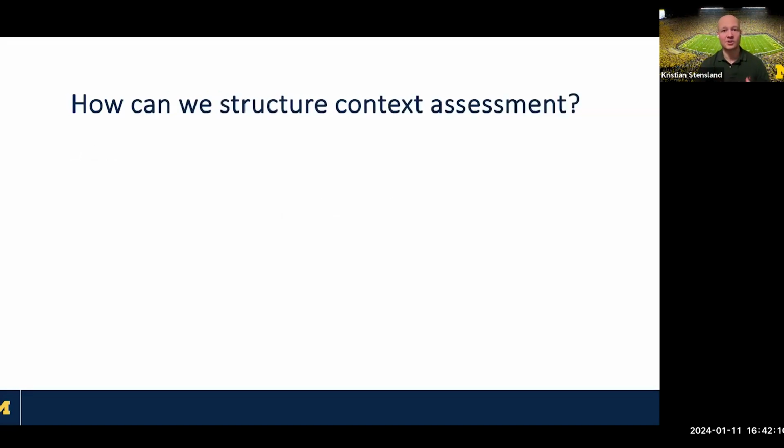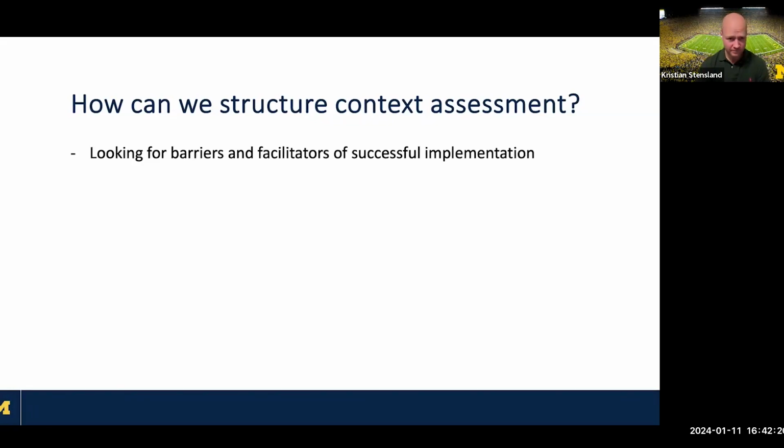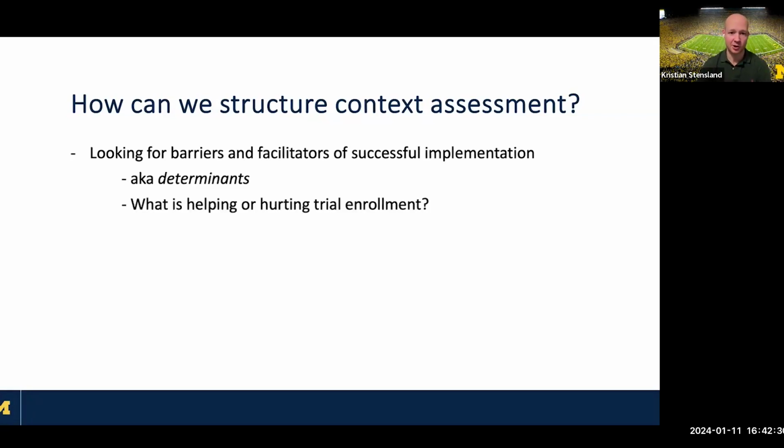And so the question here is how we can structure context assessment so that we can get as much information back as we possibly can and directly inform the interventions we're going to develop to try to overcome these barriers to enrollment. We're looking for barriers and facilitators, which is the implementation science parlance for what makes stuff work, either what makes it work or what stops it from working. These are also known as determinants. Our question here is what is helping or hurting our trial enrollment?